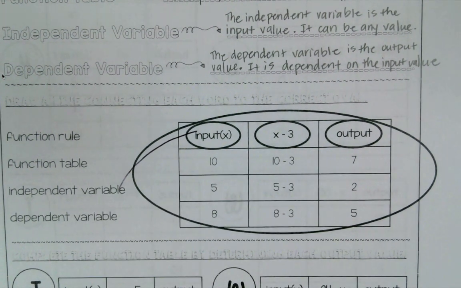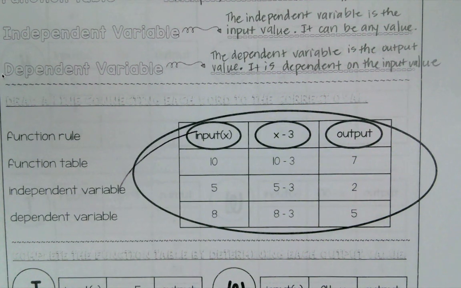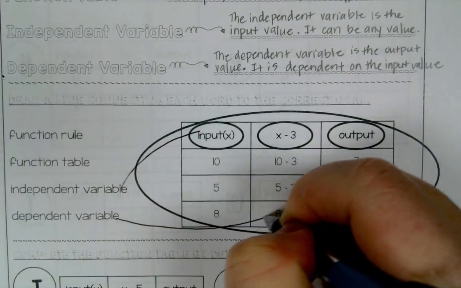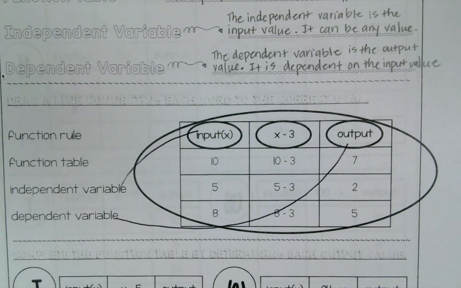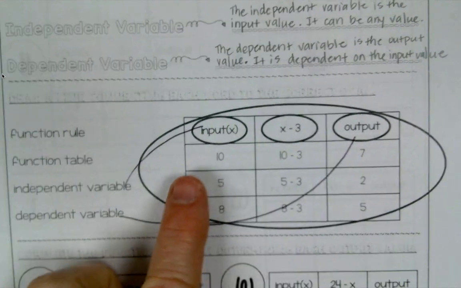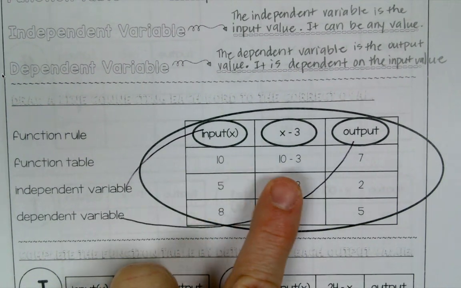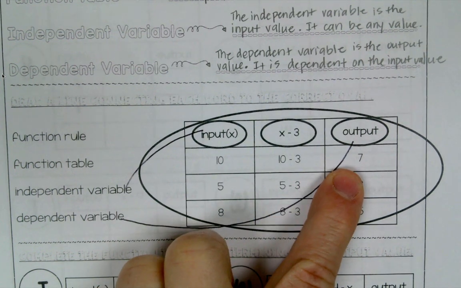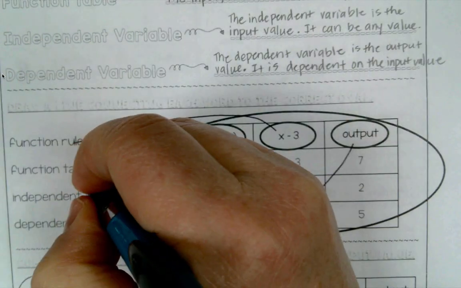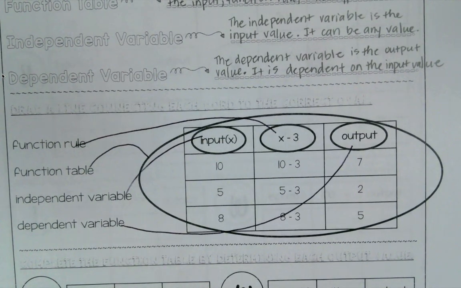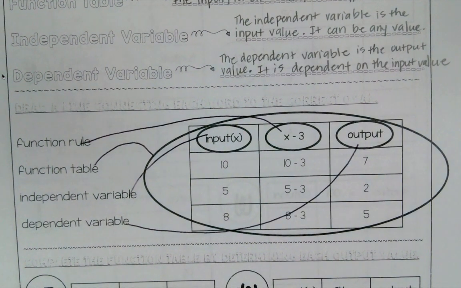Now, my dependent variable is the output, because you can't have an output without an input. And then my function rule, it's kind of when I say to you, well, what did you do to x to get to y? That's your function rule. How do you get from your input to your output? And here, I took a number and I subtracted 3 each time. Okay, so that would be my function rule. And the entire thing circled would be your function table.